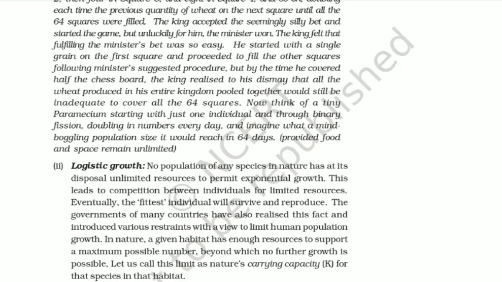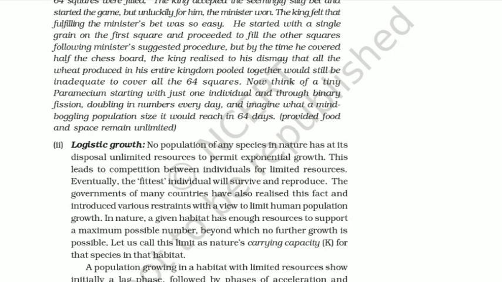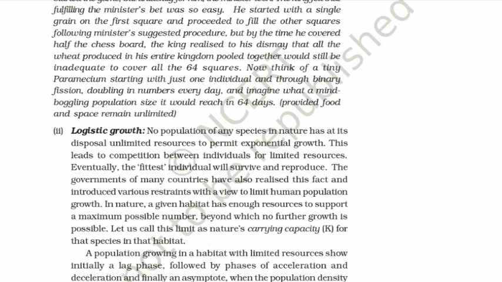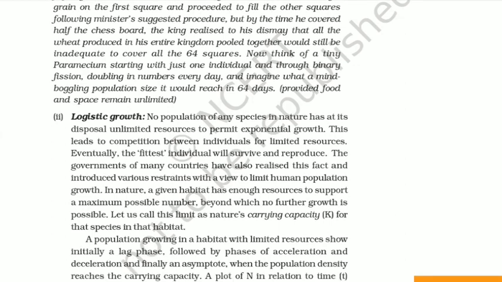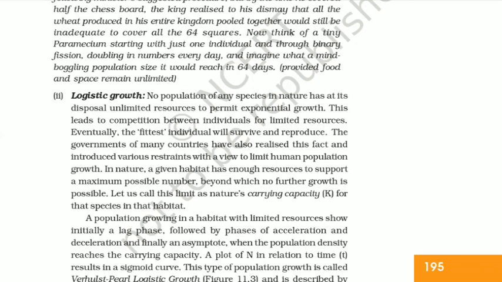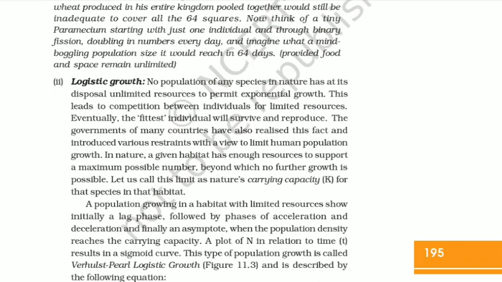The king accepted the seemingly silly bet and started the game, but unluckily for him, the minister won. The king felt that fulfilling the minister's bet was so easy. He started with a single grain on the first square and proceeded to fill the other squares following the minister's suggested procedure. But by the time he covered half the chessboard, the king realized to his dismay that all the wheat produced in his entire kingdom pooled together would still be inadequate to cover all the 64 squares.